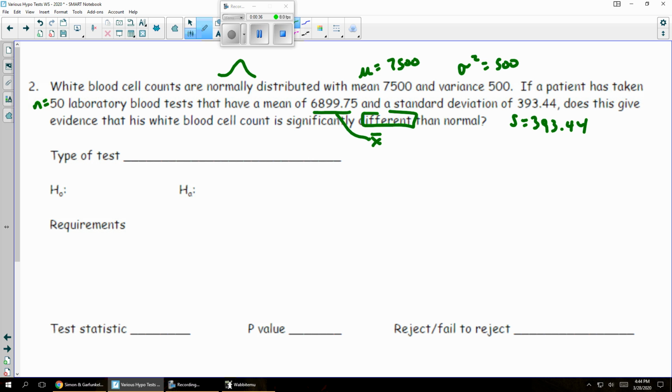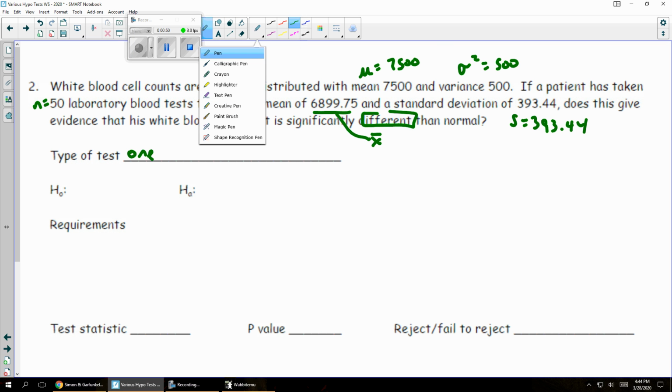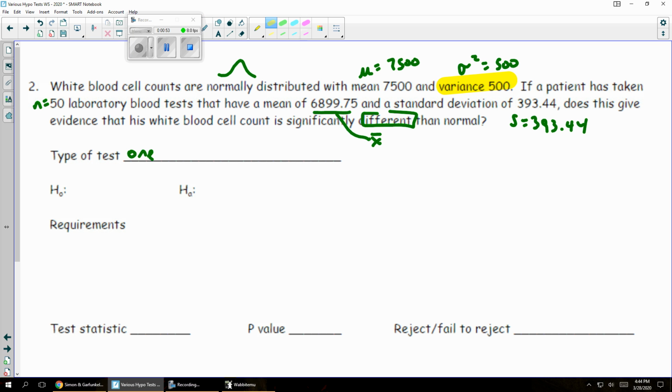So what I'm going to end up doing here is a one sample. We've got one sample here, and I could either do a Z or a T test, but since I know that the true standard deviation is the square root of 500, I'm going to do a one sample Z test. And I'm going to test to see if mu is normal, was 7,500, or is it different than 7,500?